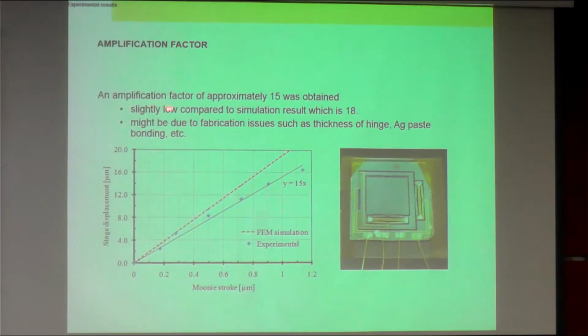So an amplification factor of approximately 15 was obtained, slightly low compared to the simulation result, which is 18, might be due to fabrication issues. So this is the challenge of fabrication. The dimensions might not be exactly the same. If there are some changes, let's say the hinge of 50 micron becomes 60 or 55 micrometer, the result might be a little bit different. So that will make things different.